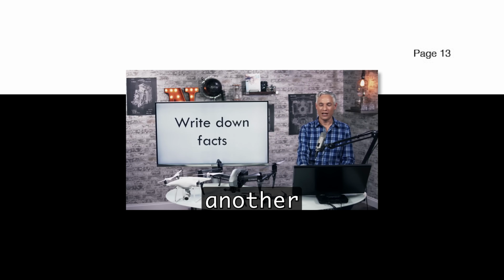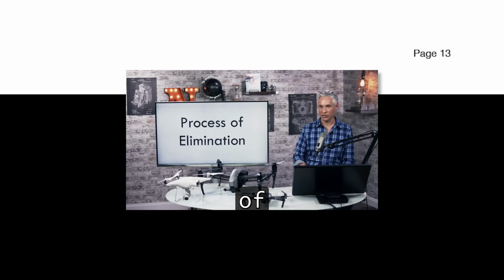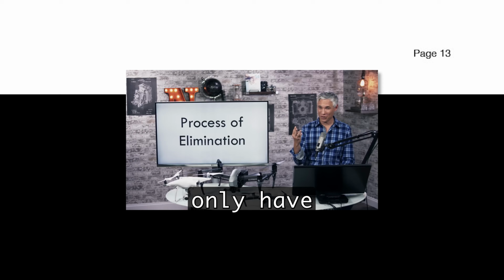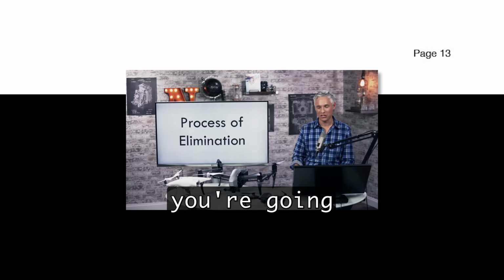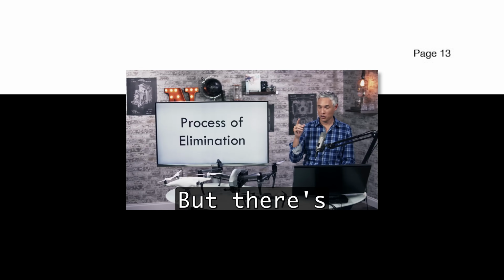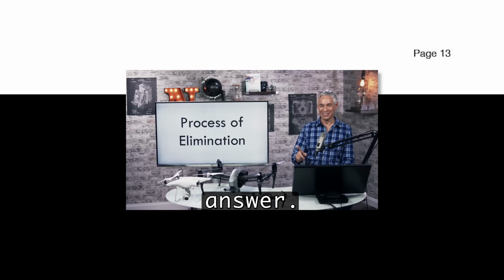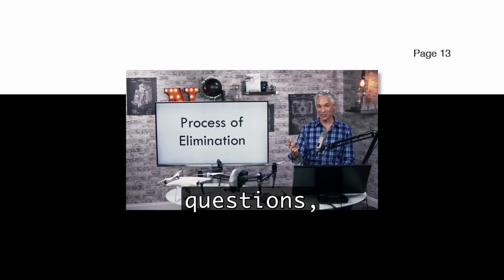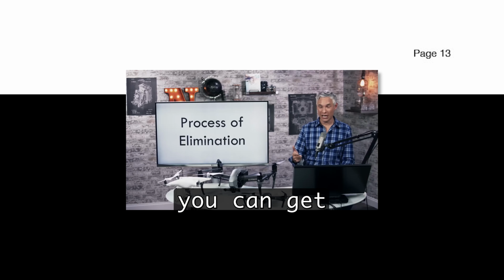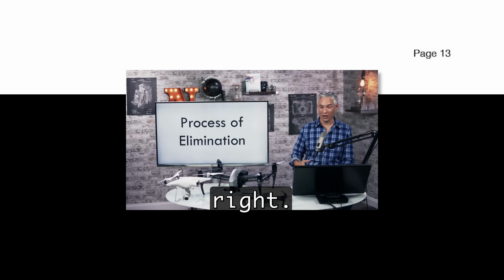So another thing is the process of elimination. These questions only have 3 answers. So 1 right answer, 2 distractors, which means if you have no idea what a question is, you still have a 33% chance that you're going to get it right. But there's always 1 really dumb answer. So on those questions, you will have a 50-50 chance of getting it right if you have no idea. So even if you're just guessing, you can get most of the questions right. That should be encouraging to you.